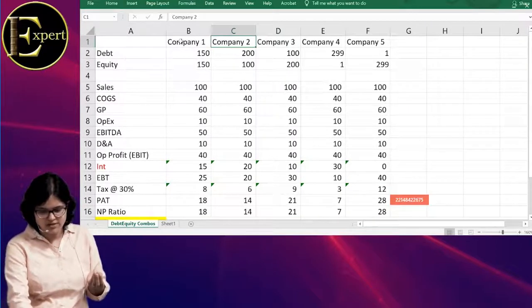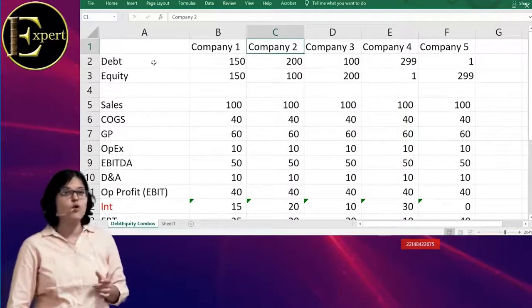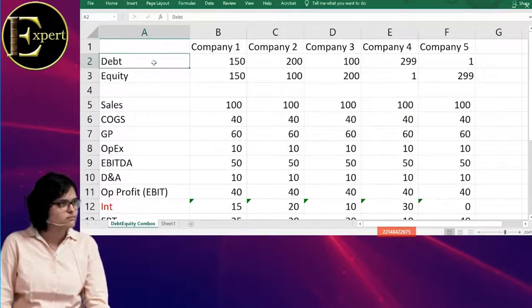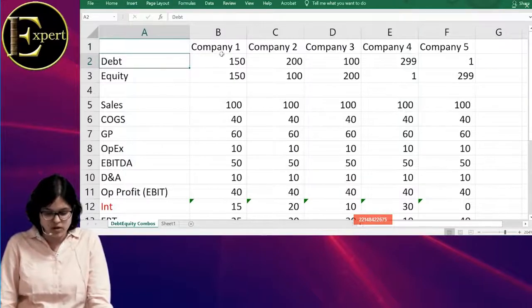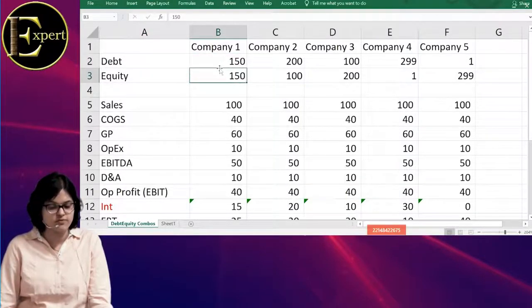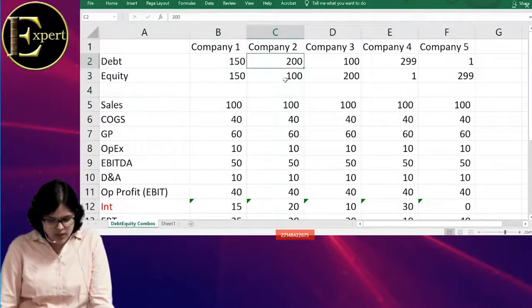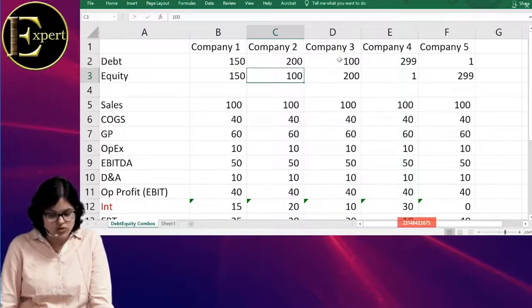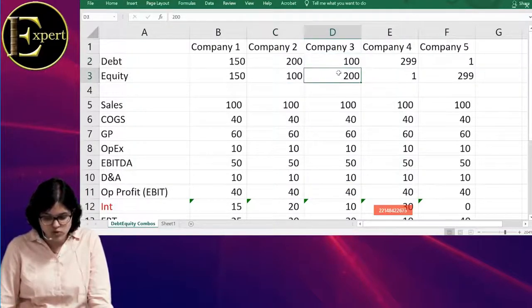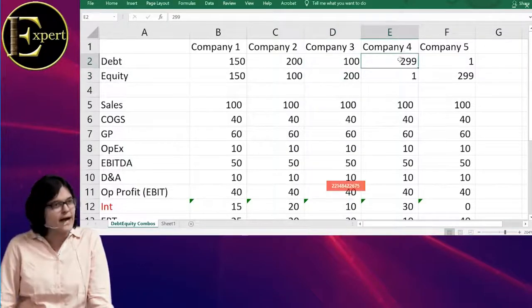Debt to equity. See how important capital structure is. Why is capital structure so important? Let us say debt is 150, equity is 150. This is a ratio of 1:1. Debt is 200, equity is 100. This is a ratio of 2:1. Then a ratio of 1:2, and so on, until it's as good as all debt. So instead of saying debt free, I'm saying equity free.